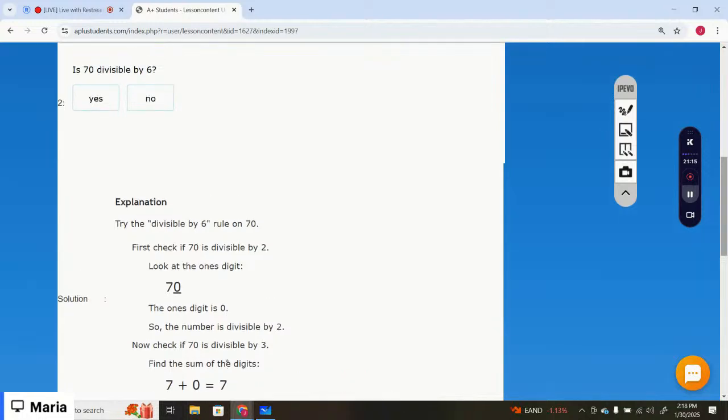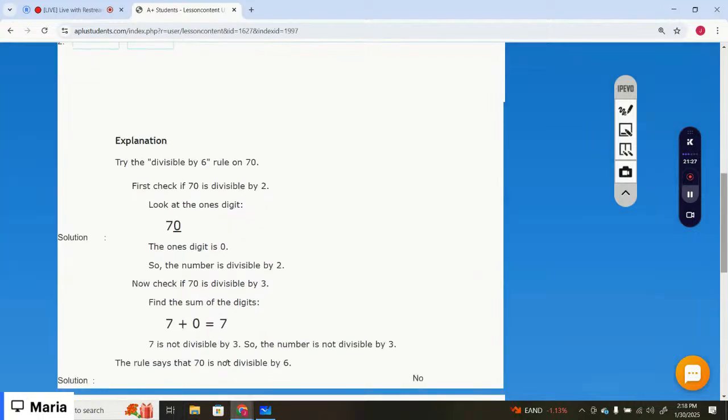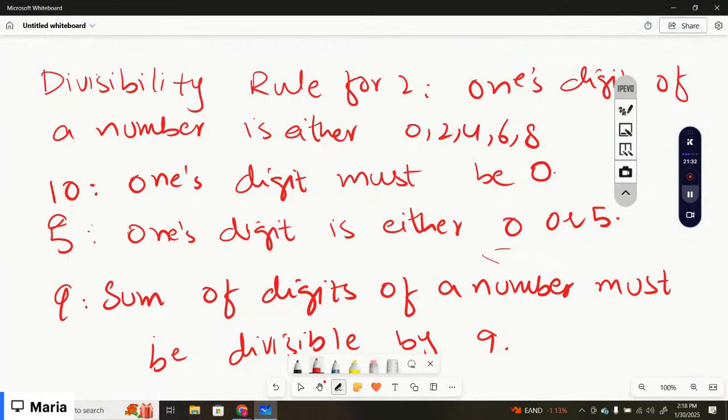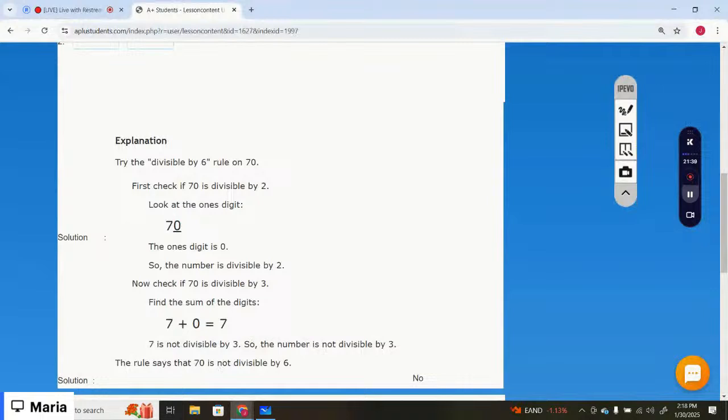Okay, the next example is: is 70 divisible by 6? So the divisibility rule for 6 is the number must be divisible by 2 and divisible by 3. So if a number is divisible by 2 and divisible by 3, that means the number is divisible by 6, right? And we know that the divisibility rule for 2 is the ones digit must be 0, and the divisibility rule for 3 is the sum of the digits must be divisible by 3.